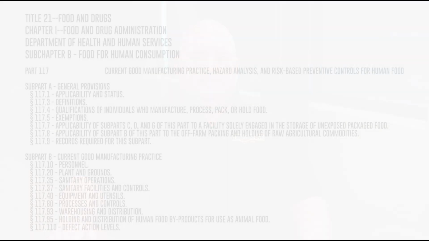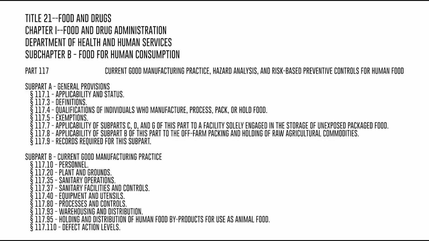our day-to-day business. Part 117, Good Manufacturing Practice, Hazard Analysis, and Risk-Based Preventive Controls for Human Food, Subpart A has general provisions. 117.1, .3, and .4, which essentially are definitions and qualifications of individuals who manufacture, process, pack, or hold human food. 117.5 are exemptions. 117.7 is about applicability of this rule. 117.8 also talks about off-farm packing and holding of raw agricultural commodities. And lastly, 117.9 outlines the records required for the entire subpart.